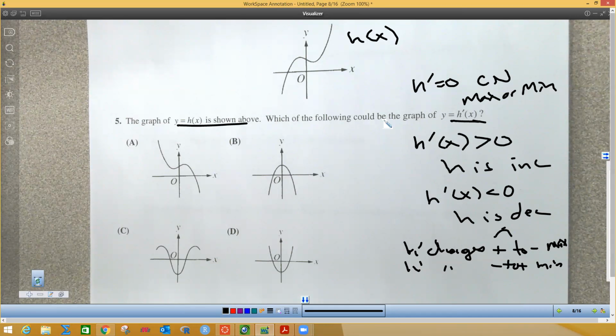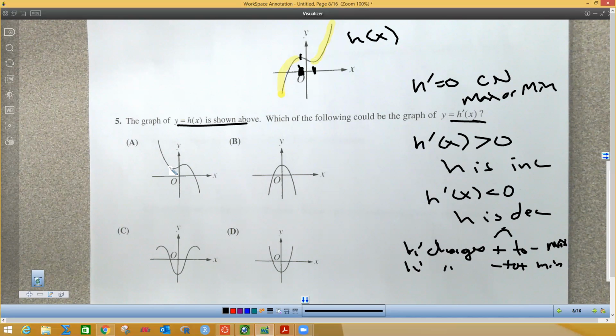So let's use this information and see if we can figure out which one of these has to be h prime. What is h doing from here to there, and from here to there? What's h doing in that yellow highlighted part? Can anybody tell me? Increasing. So that means my h prime has to be above the x-axis over here on this side of this maximum point. Over here it's got to be above, and on that side it's got to be above.